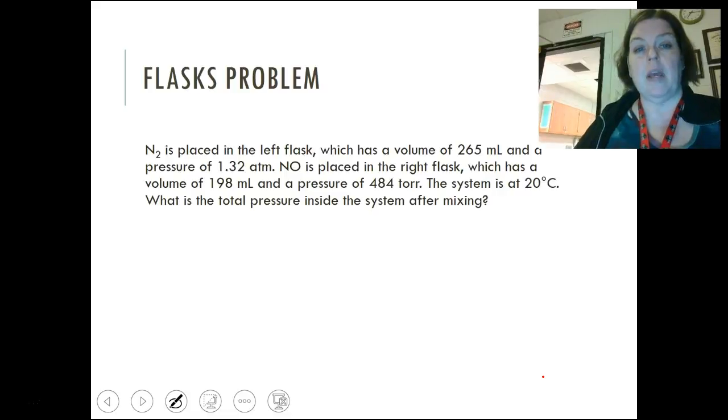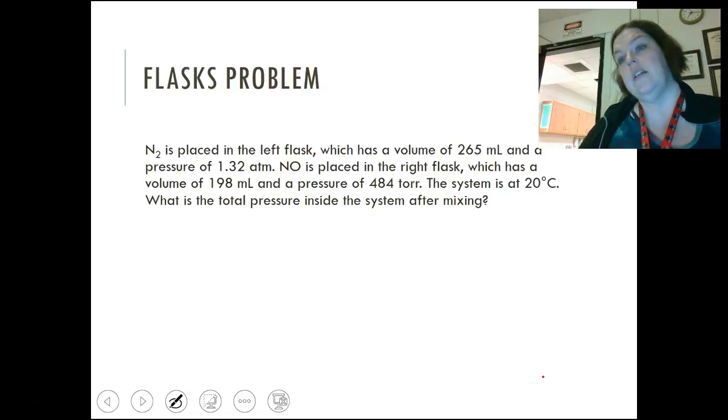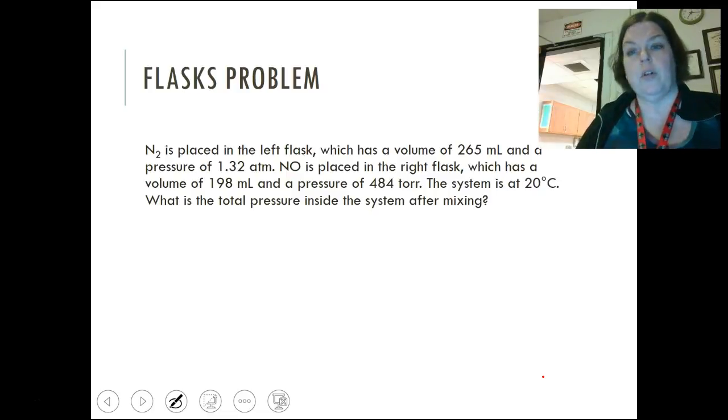So let's look at a problem. N2 is placed in the left flask, which has a volume of 265 milliliters and a pressure of 3.2 atmospheres. NO is placed in the right flask, which has a volume of 198 milliliters and a pressure of 484 torr. The system is at 20 degrees Celsius. What is the total pressure inside the system after mixing? Temperature is constant here because both of them are at 20 degrees Celsius.